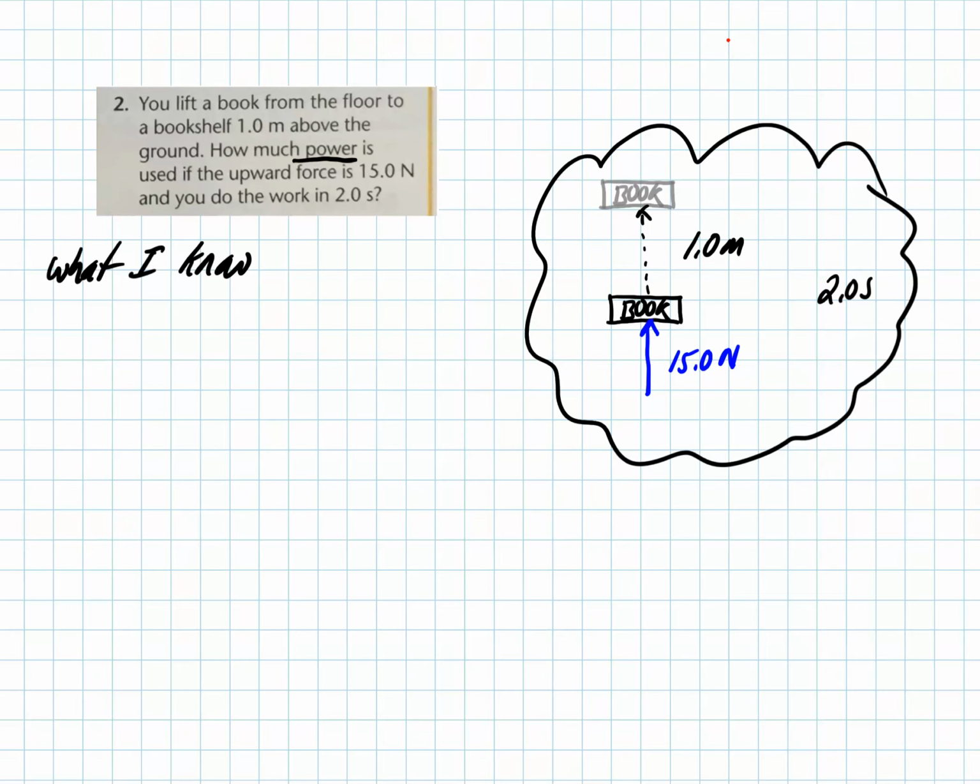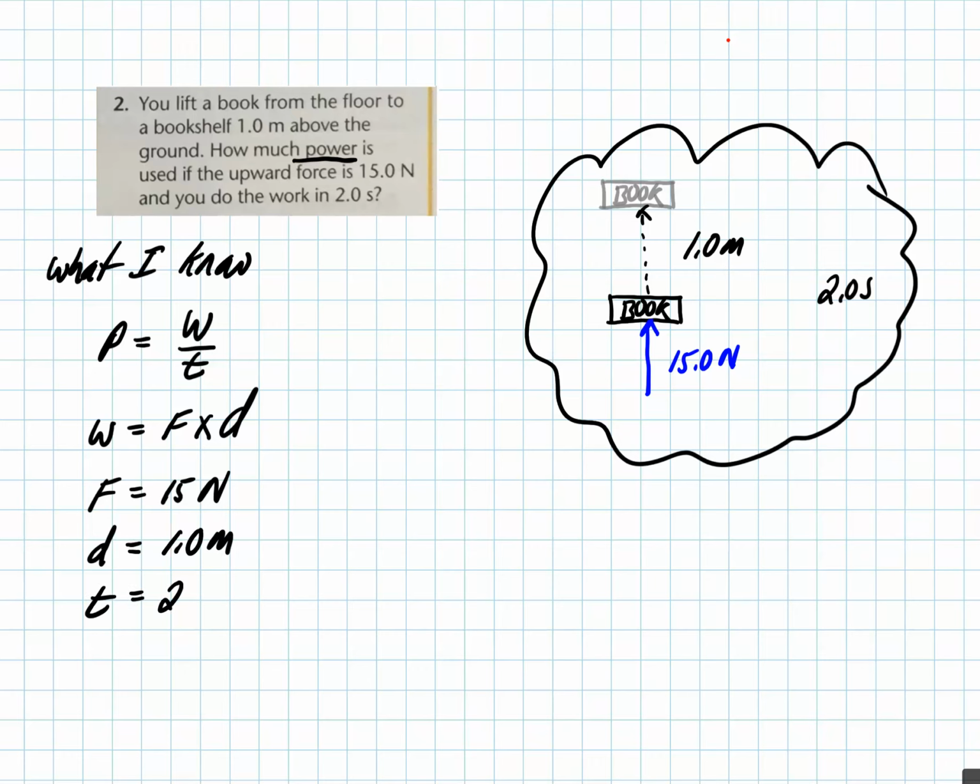And power equals work divided by time. And I'm not told, this is basically just like the other problem. So I've got work is force times distance. And what I know is F equals 15 newtons, distance equals 1 meter, and the time is 2 seconds.